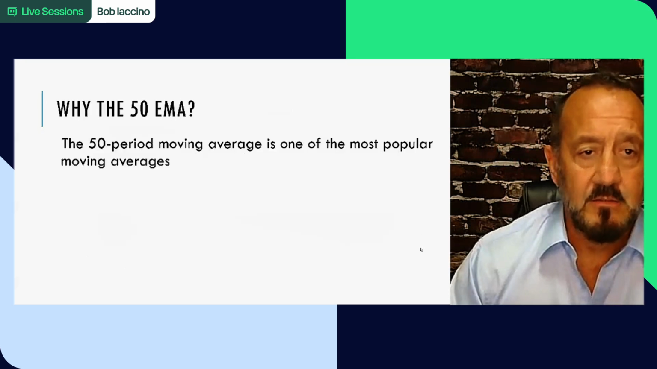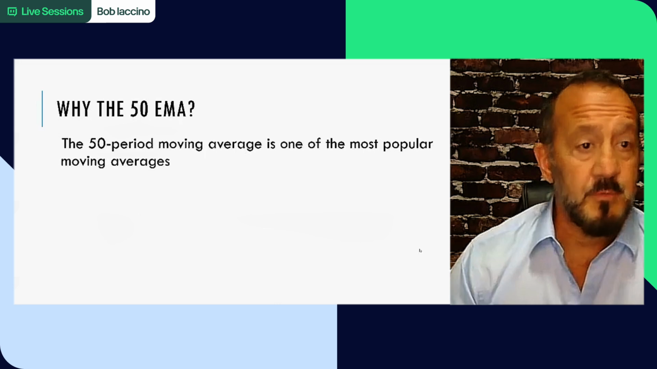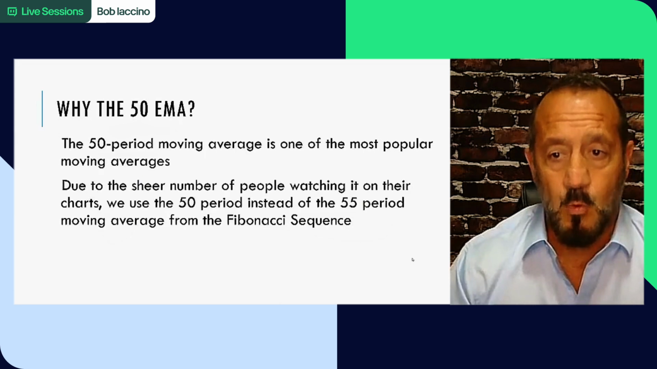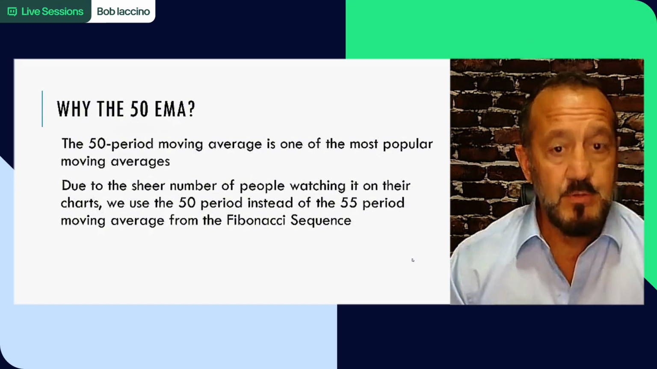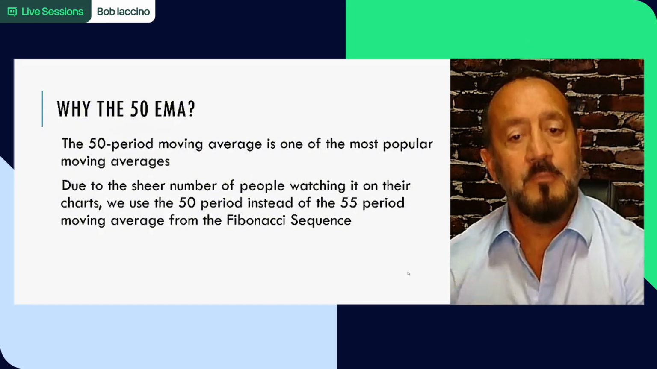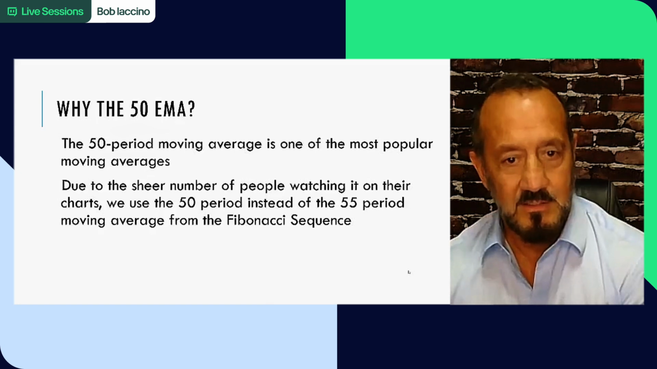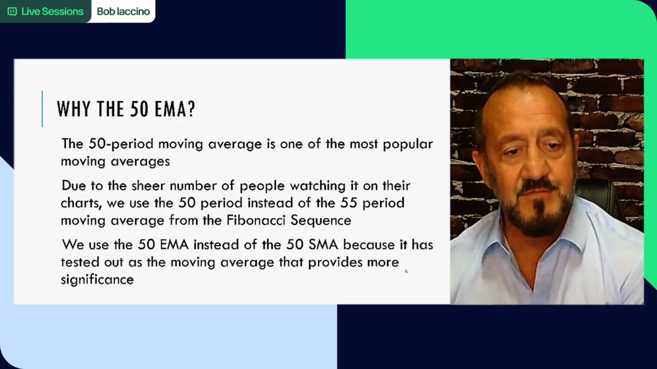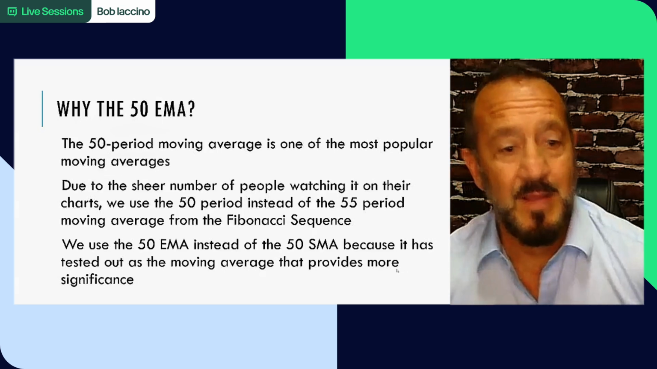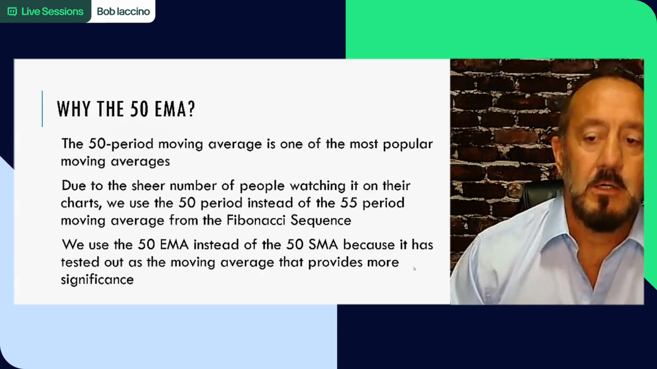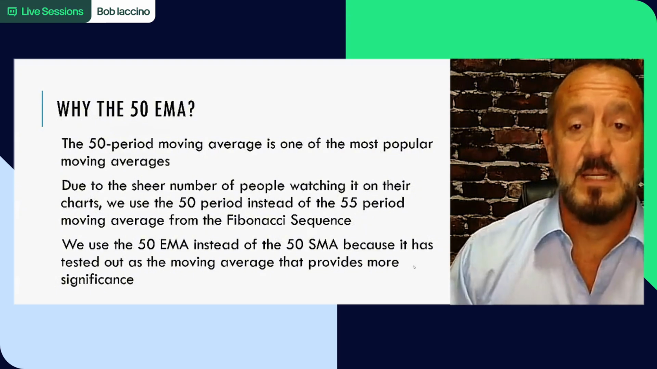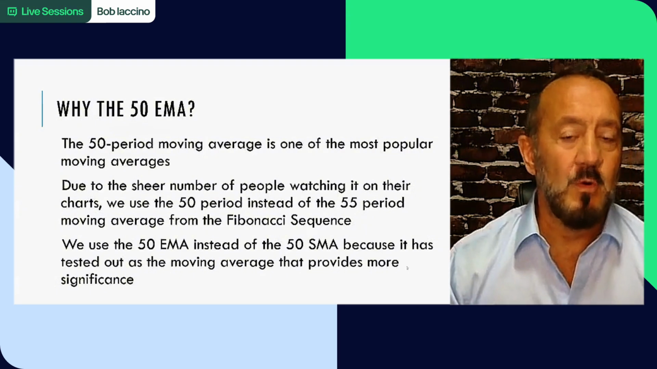Why the 50? Well, the 50-period moving average is one of the most popular moving averages. And due to the sheer number of people watching it on their charts, we use the 50 instead of the 55-period moving average from the Fibonacci sequence. Okay, this is a case where the 50 EMA instead of the 50 simple MA tested out better. Okay, we don't just make things up. We've tested anywhere between 10 and 20 years of data.